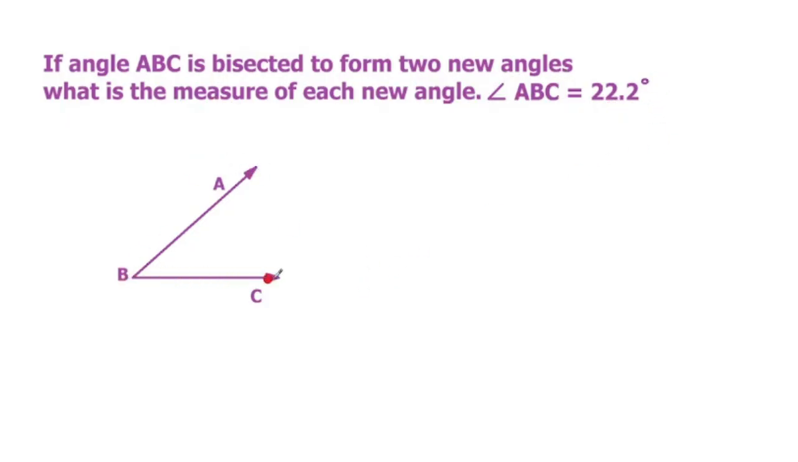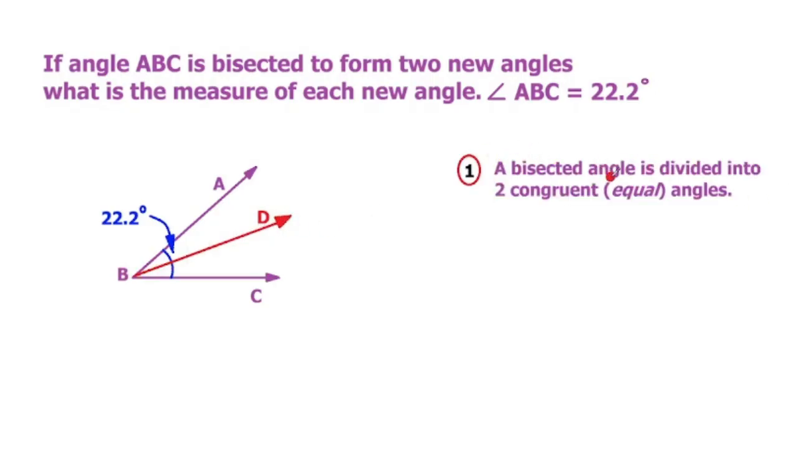So here is our angle ABC, okay? And it is equal to 22.2 degrees. That's the measure of that angle. So if we have a bisected angle, it's bisected right in the middle, we have this arm called D, okay? A bisected angle is divided into two congruent angles, and congruent means two equal angles. So now this angle has been bisected into two equal pieces.